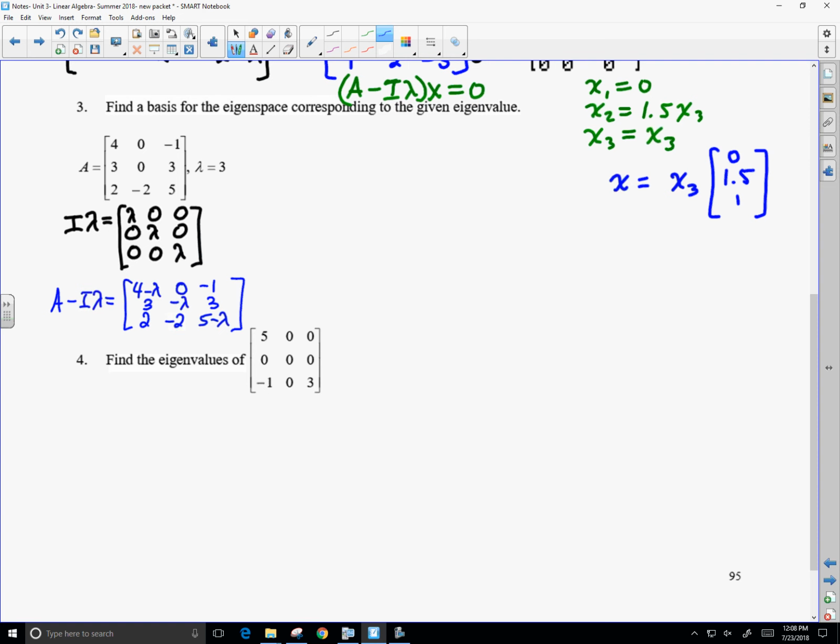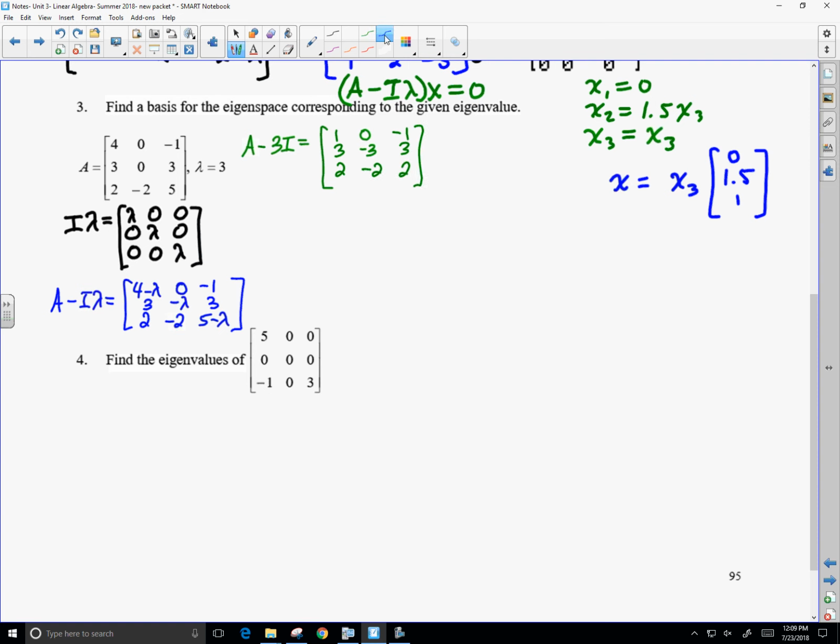Okay, so we have our characteristic matrix. Now, at this point, since we already know what one of the lambda values is, we just pop it in. So A minus 3I. And again, it's only the values along the main diagonal that we care about. So 1, 0, negative 1, 3, negative 3, 3, 2, negative 2, 2.